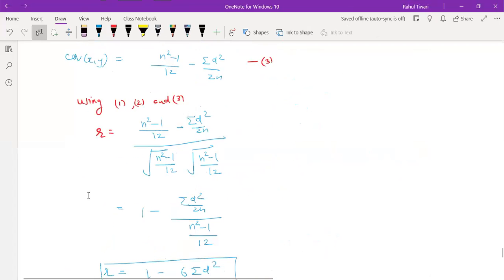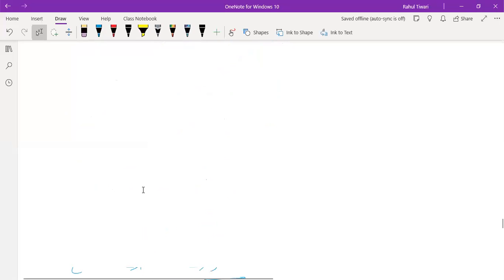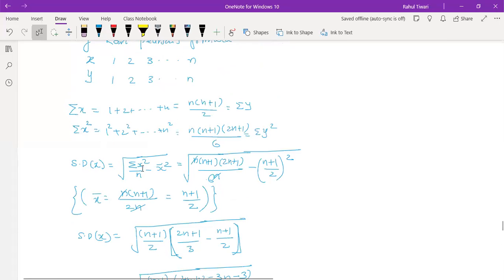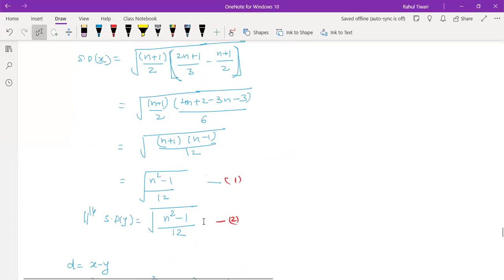Because we are using the same formula, r equals covariance upon standard deviation of x into standard deviation of y. When you are given this data x and y, you know how to find the mean and the standard deviation. All the formulas here are the same. Now my data is 1, 2, 3 up to n. So if we have 1, 2, 3 up to n, how do you calculate the summation x, and the summation x square? Substitute, and we'll get the standard deviation of x. Similarly, the standard deviation of y.